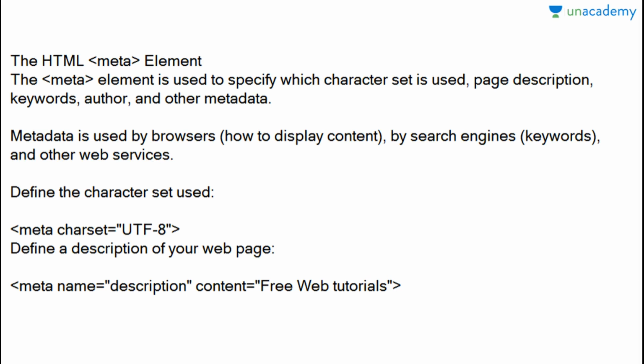And now moving forward, we need to know about the meta element. The meta element is used to specify which character set is used, page description, keywords, authors, and other metadata. All this information can be extracted from the meta element, and we need to see how we can do that. So let's move forward. Metadata is used by browsers, by search engines, and other web services. What are the main uses of web metadata? Metadata is the data about the data.